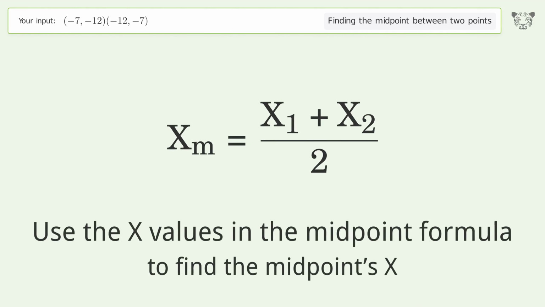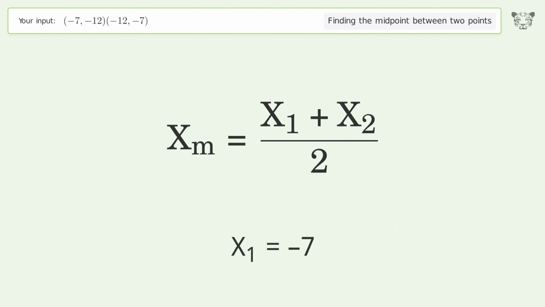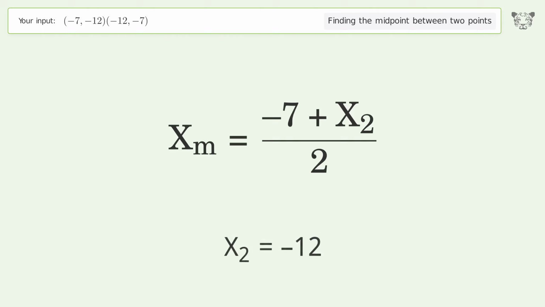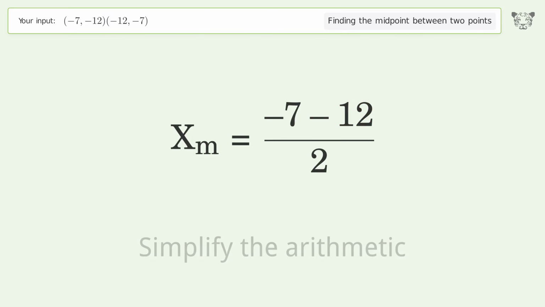Use the x values in the midpoint formula to find the midpoint's x. x1 equals -7. x2 equals -12. Simplify the arithmetic.